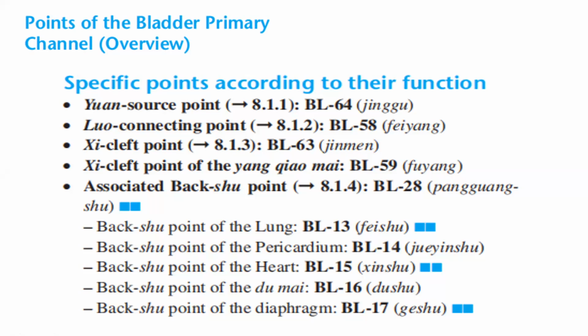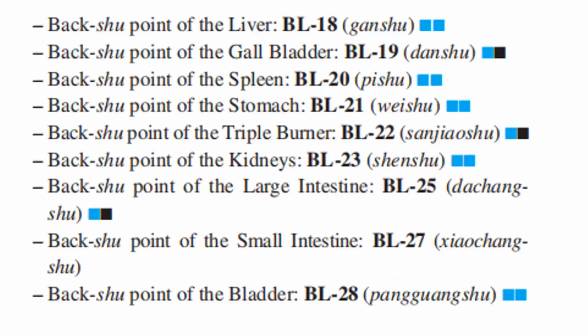Associated back shu point, bladder 28. Back shu point of the lung, bladder 13. Back shu point of the pericardium, bladder 14. Back shu point of the heart, bladder 15. Back shu point of Dumai, bladder 16. Back shu point of the diaphragm, bladder 17. Back shu point of the liver, bladder 18. Back shu point of the gallbladder, bladder 19.